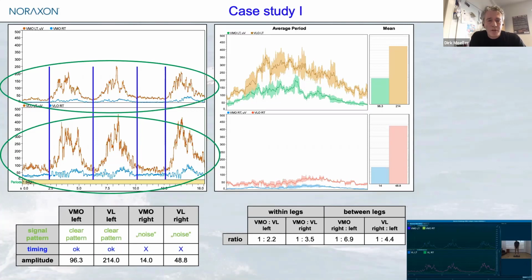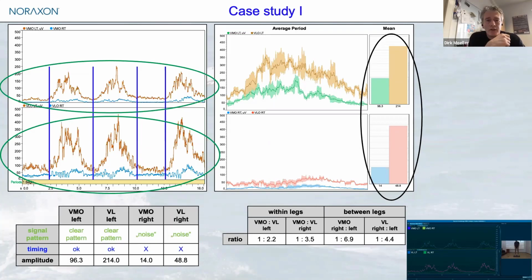And last but not least, the amplitude. Check the amplitude. If you look at the right figure, this is very interesting if you compare the ratios. I like to work with ratios. If you check the ratios within a leg, so the VMO and VL on the left side compared with the right side, we see on the left side a ratio from 1 to 2.2, and on the right one, 1 to 3.5. So the activity of the VMO on the right side is lower than on the left side.